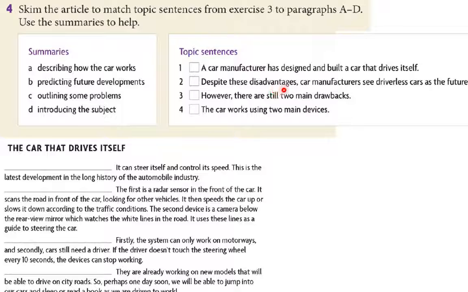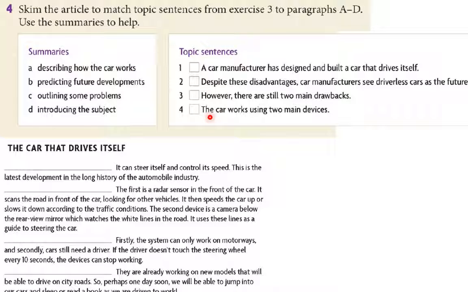Despite these disadvantages, car manufacturers see driverless cars as the future. Again, this one doesn't show the method. Let's go to the 3. However, there are still two main drawbacks. The sentence is almost about drawbacks or disadvantages. So again, it doesn't show how the car works.